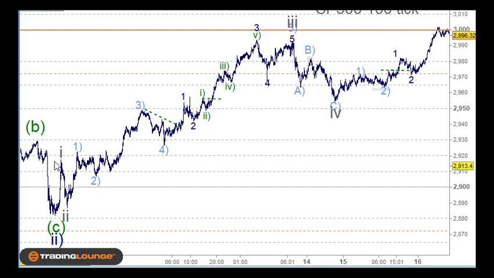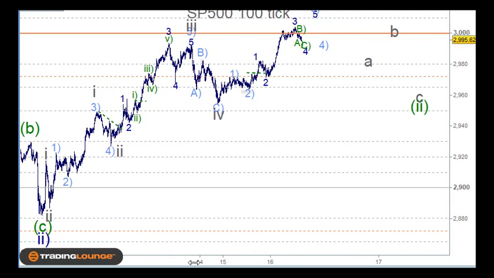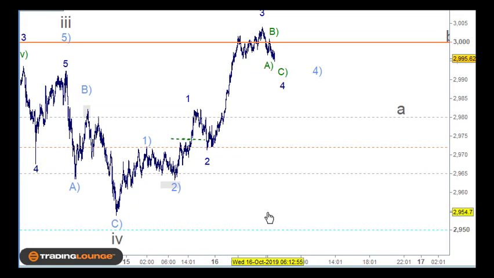Another way to look at this too is that you may have this structure here where we have 1 and 2 and 3 and 4 and 5 here. So we could have 1 and 2 at this point here, and we haven't quite overlapped wave 4 here either. So that would be another way to look at this as well. But either way, we're still basically working this little trend to the upside here.